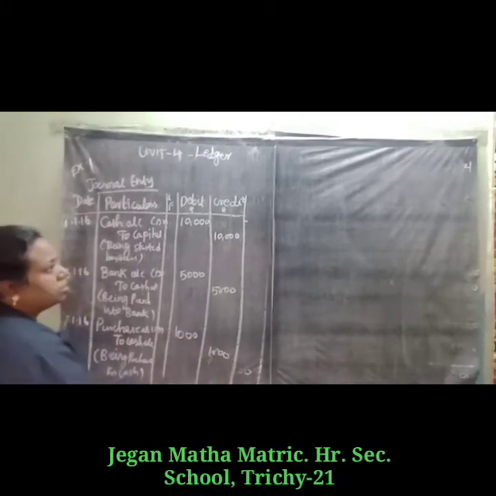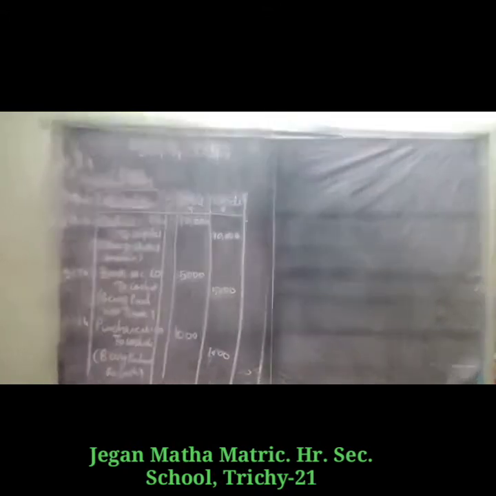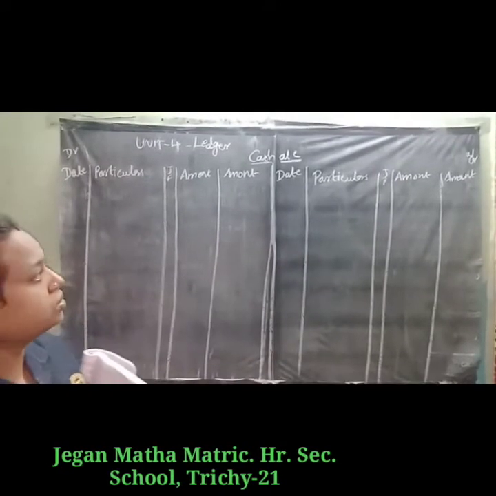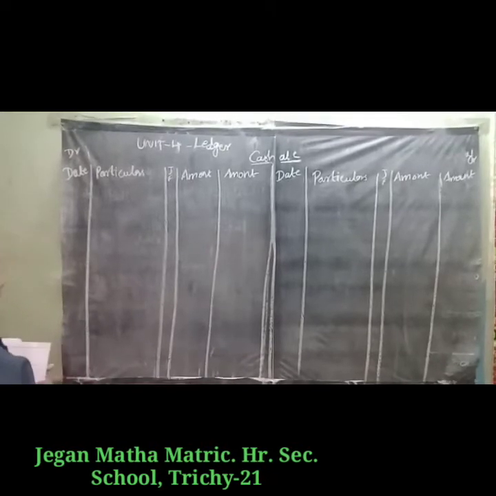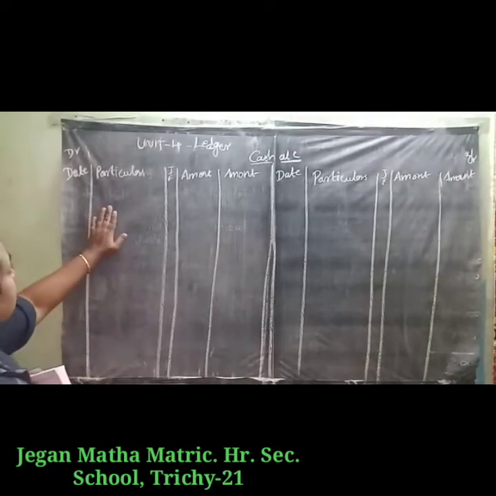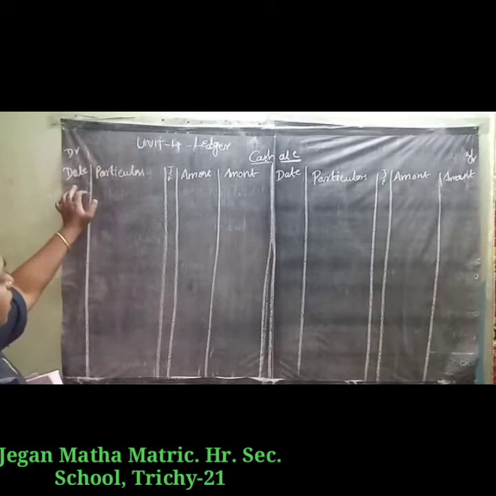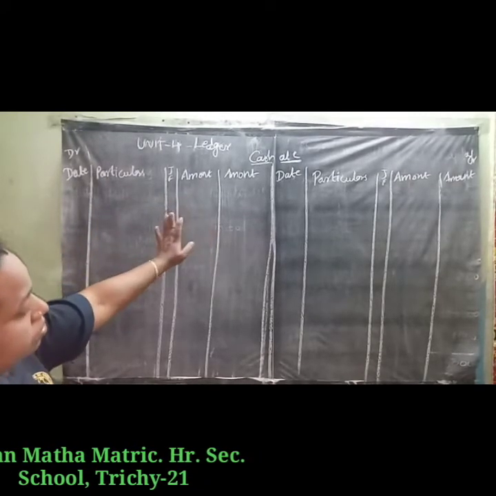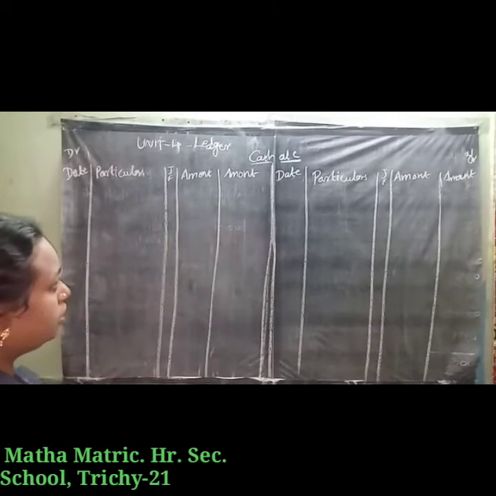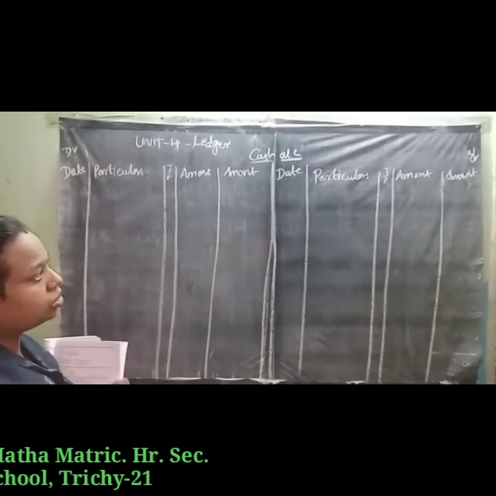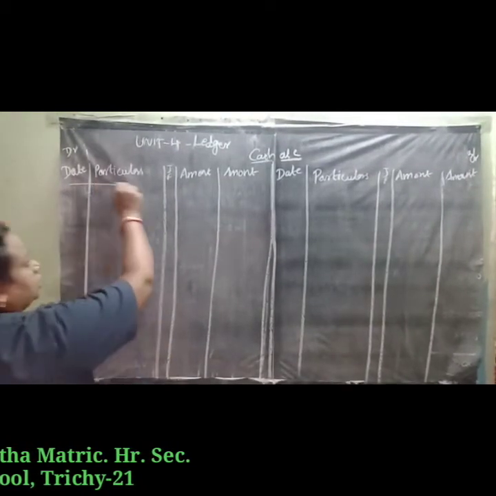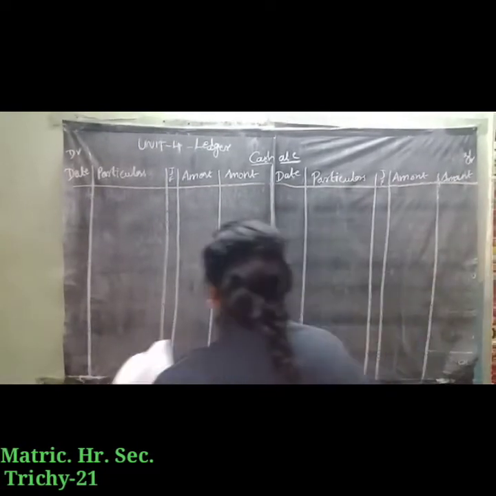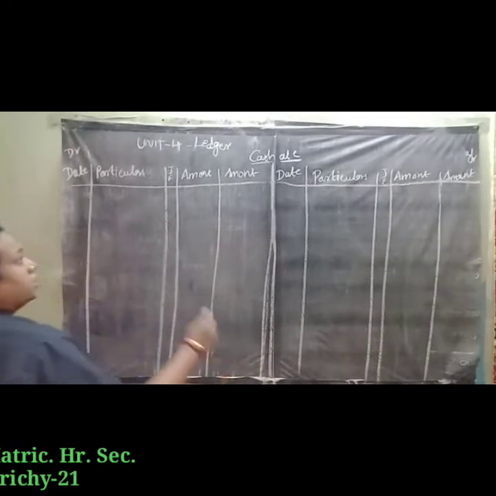Next we are going to prepare the ledger. First, the cash account ledger. The debit side has 4 columns: date, particulars, JF, amount. The same comes on the credit side: date, particulars, JF, amount. This is the format of the ledger. First we are going to prepare the cash account.